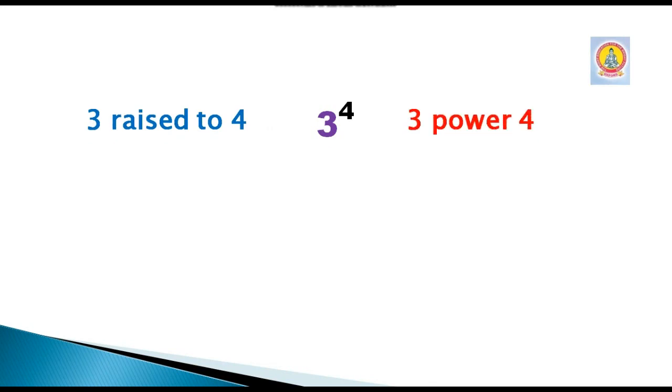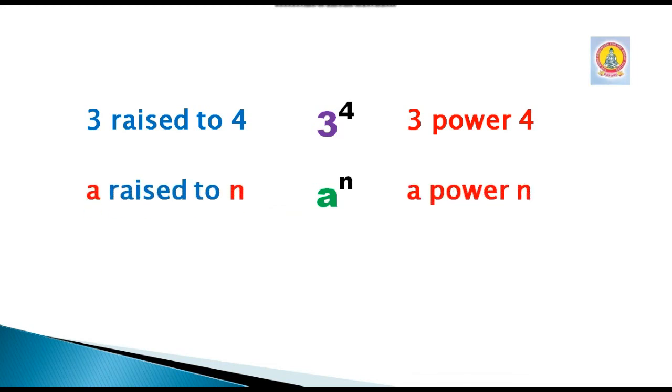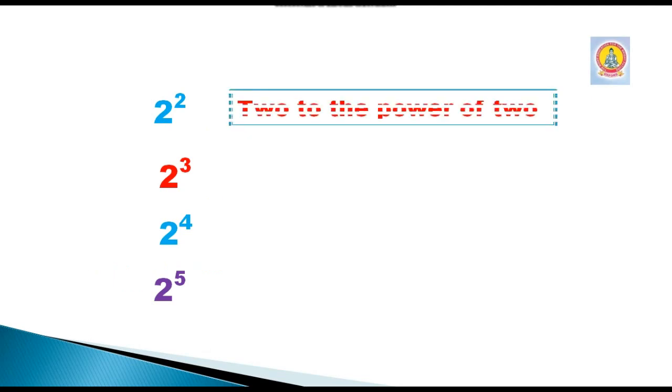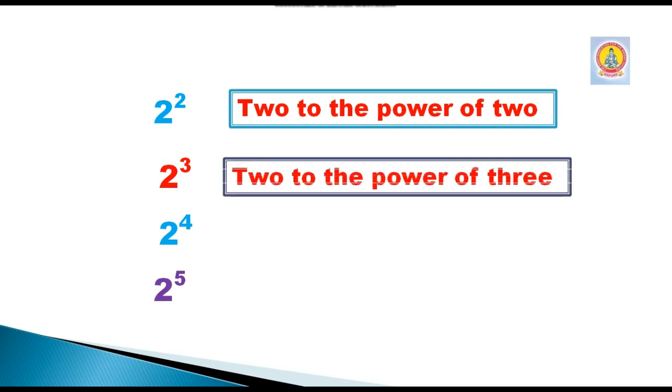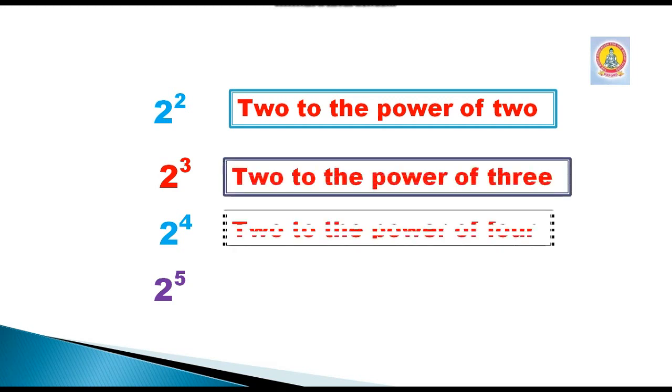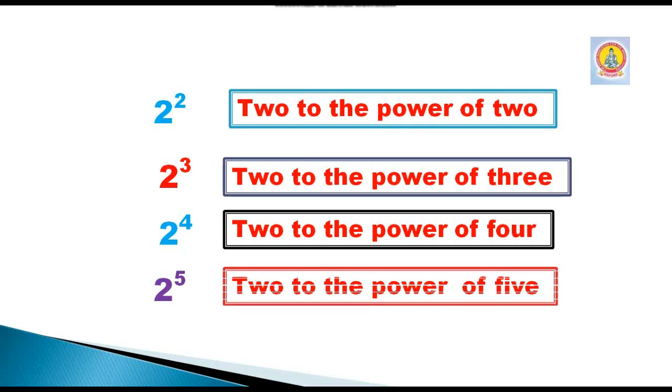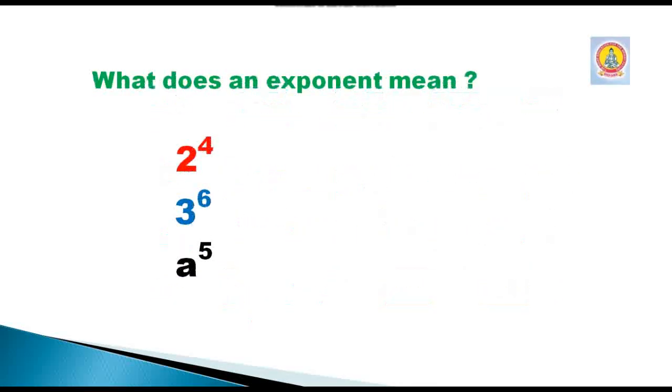3 raised to 4, 3 power 4, a raised to n, a power n, b raised to y, b power y. 2 to the power of 2, 2 to the power of 3, 2 to the power of 4, 2 to the power of 5.